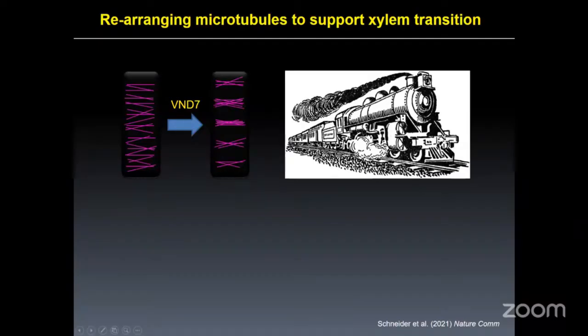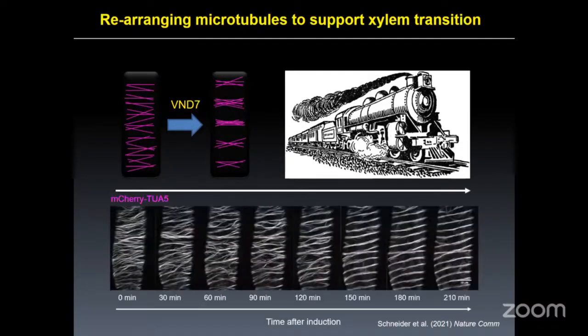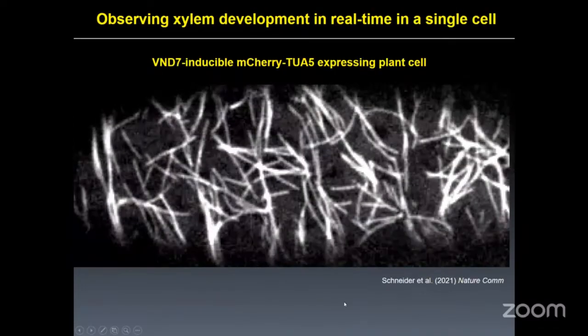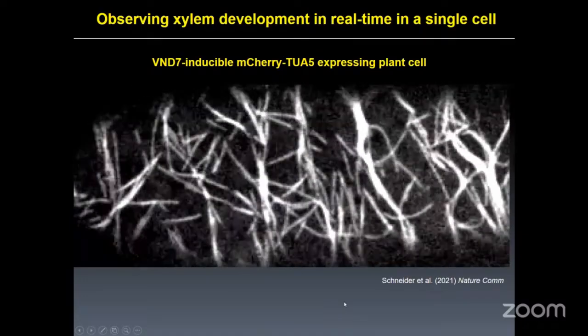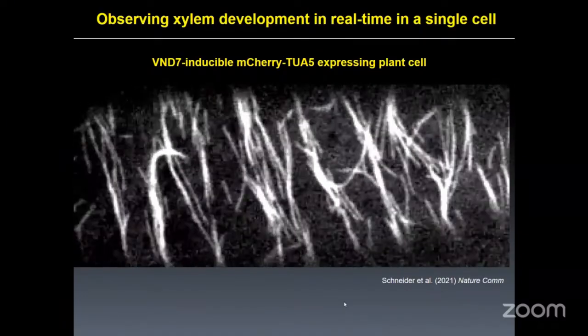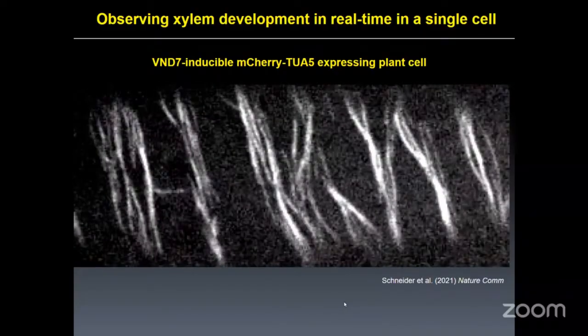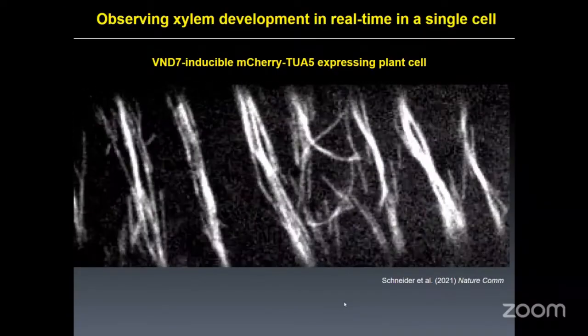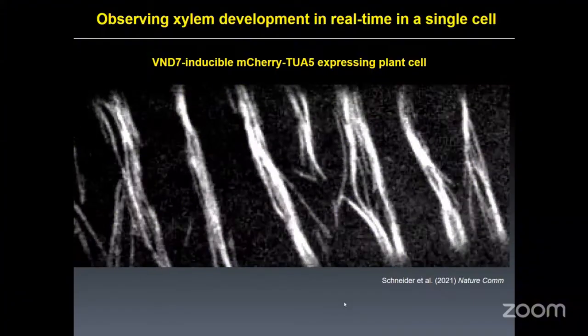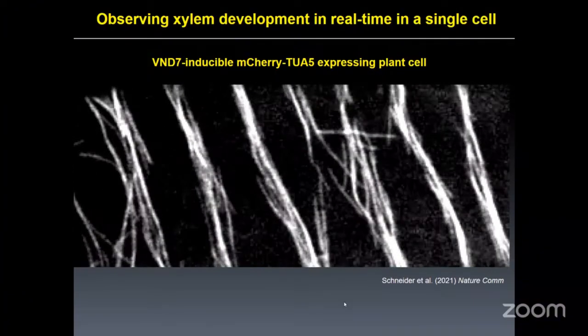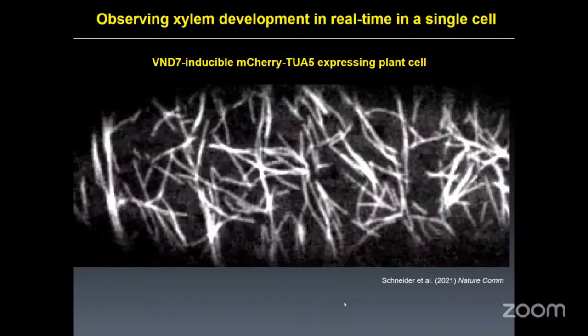So what we did was to introduce a microtubule marker in this VND7 line, and I hope you can appreciate that over time after this induction, you can see this evenly distributed microtubule array changing to this banded pattern. And now we can, of course, follow this in real time in a cell. Our movie is actually around 10 hours long, but we've cut it down here in the interest of the coffee break. But you can hopefully appreciate that we can now change this microtubule array to this banded pattern instead.